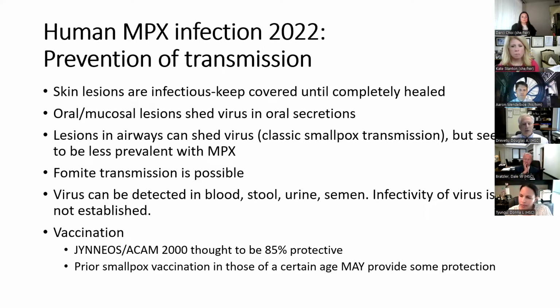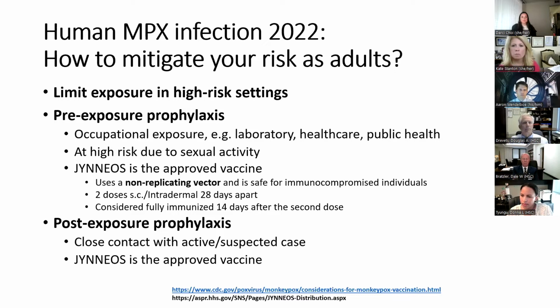There are two different kinds of vaccinations. The one that is available is the Jynneos one, and it's thought to be about 85% effective. And folks of my age have had a smallpox vaccine when we were very little. That might provide some protection, but probably not as much as a recent vaccination. Next slide, please. So how do you mitigate your risk as an adult?